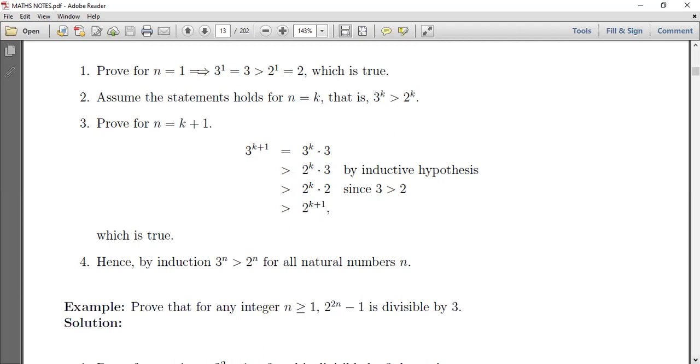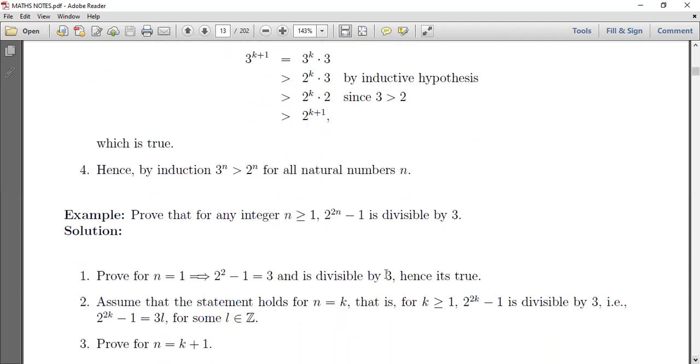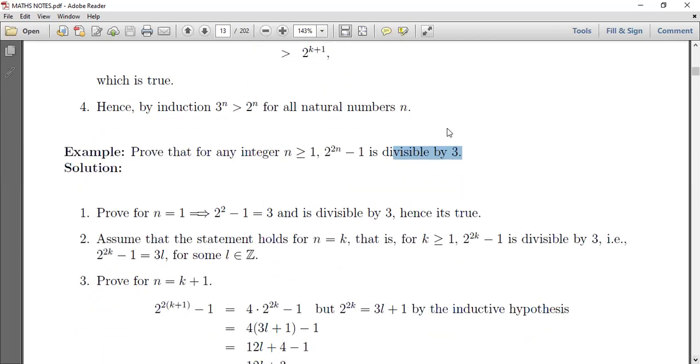Then you should also be able to prove another example: for any integer n greater than or equal to 1, 2 to the power 2n minus 1 is divisible by 3. If you want to prove that a number is divisible by 3, then it should have a factor 3 somewhere there. Let's see if we are able to prove that.